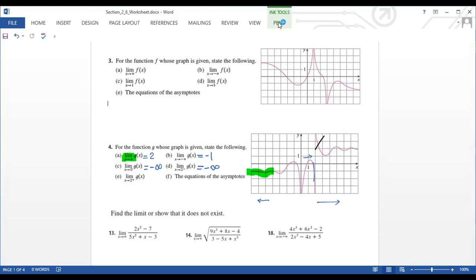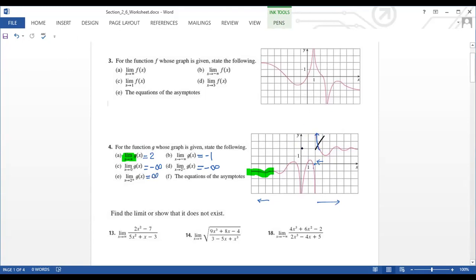The same way here. If x approaches 2 from the right-hand side, so this is 2, you trace your function again. From here, where is your function? Here is your function, so this one is going to infinity.